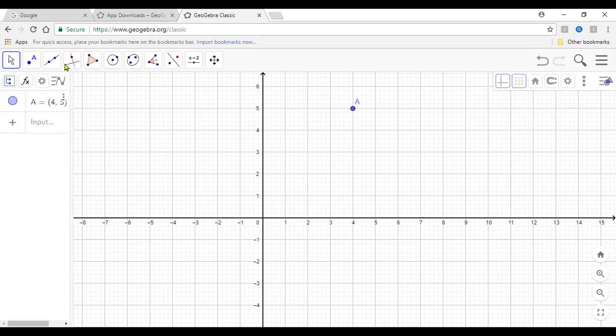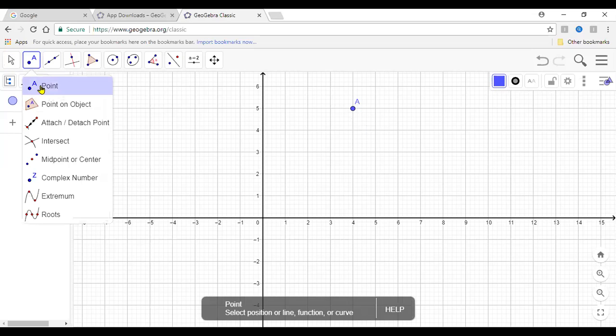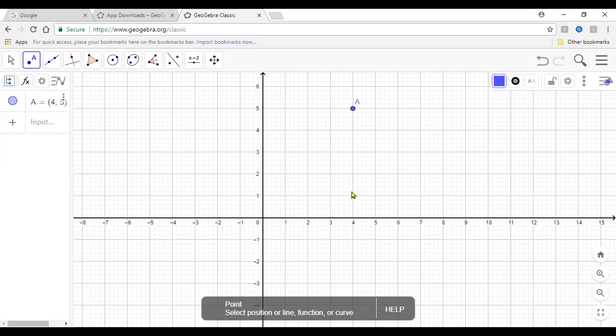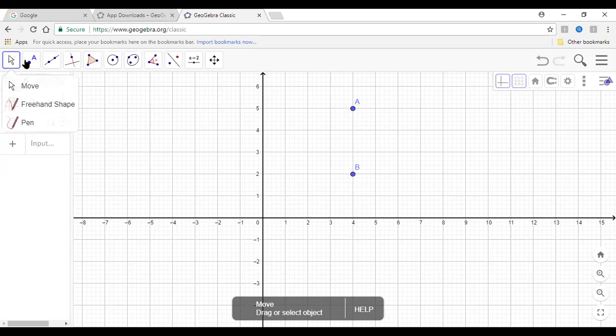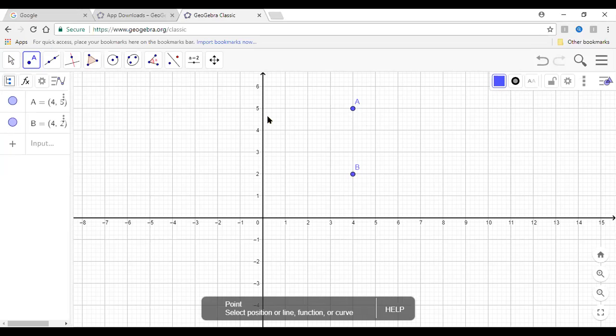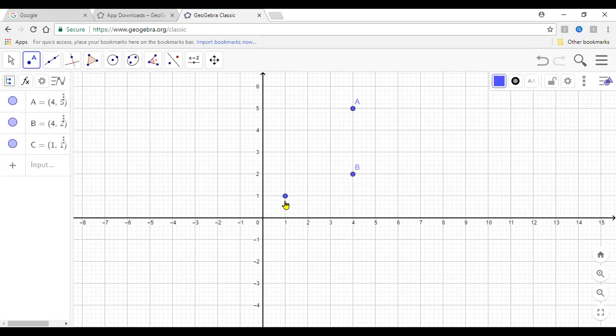Mr. Ishan, what is the coordinate of point B? 4 comma 2. Let me mark the point 4 comma 2 here. This is the point B. Let me show its label. Here we have plotted these 2 points A and B, and similarly we can plot the next point C. And what is the coordinate of point C? 1 comma 1. This is the point C. Let me show its label.